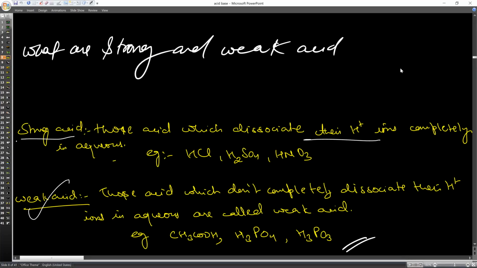Is the screen visible to you? No, it's not. So it is visible now. Okay, so please note it down. What are strong acids? Those acids that completely dissociate in their aqueous solutions are called strong acids.